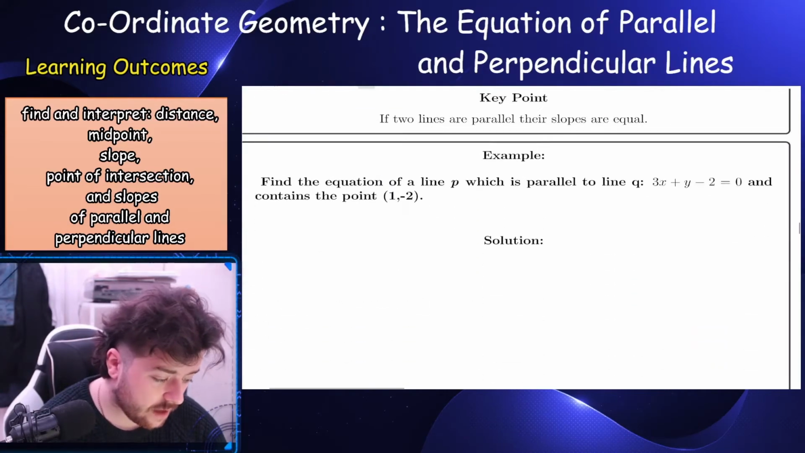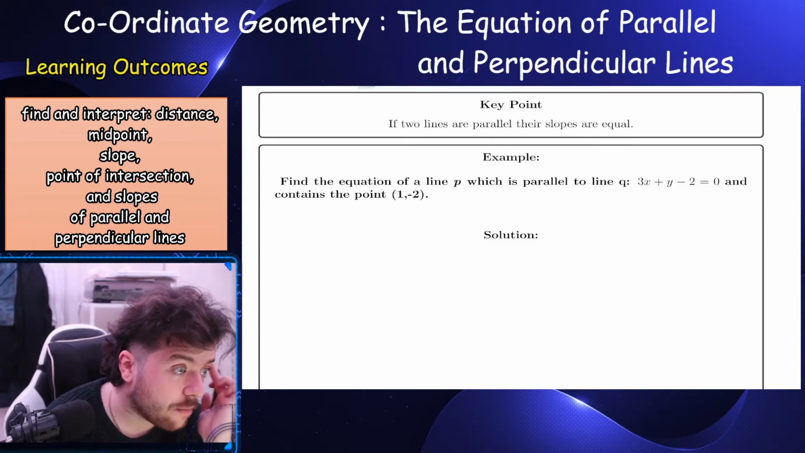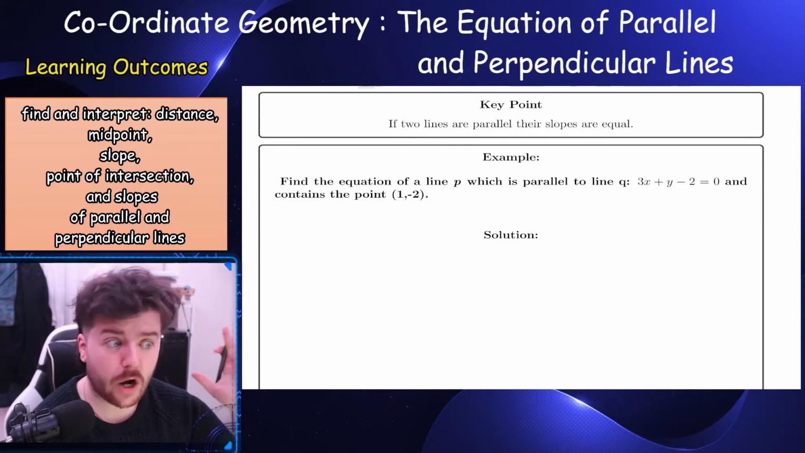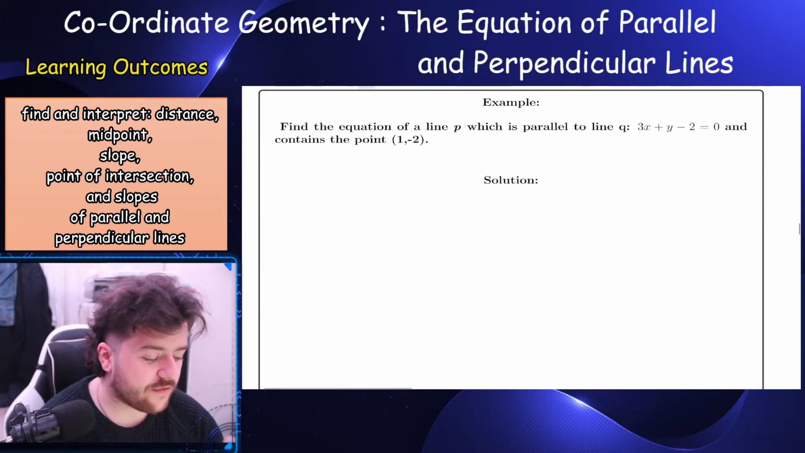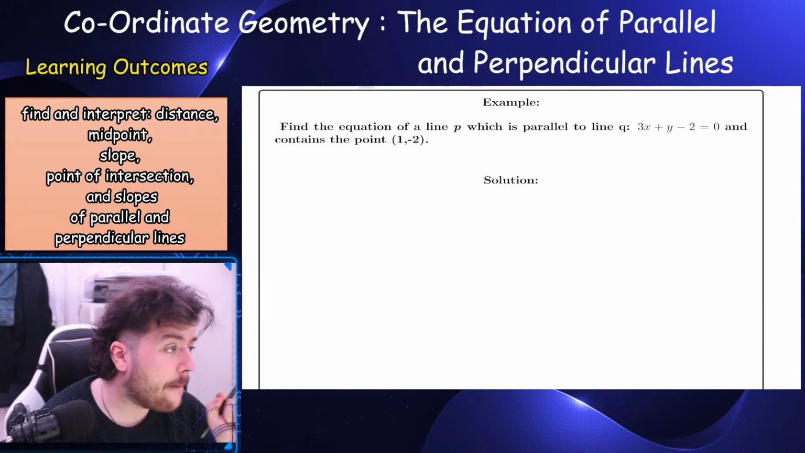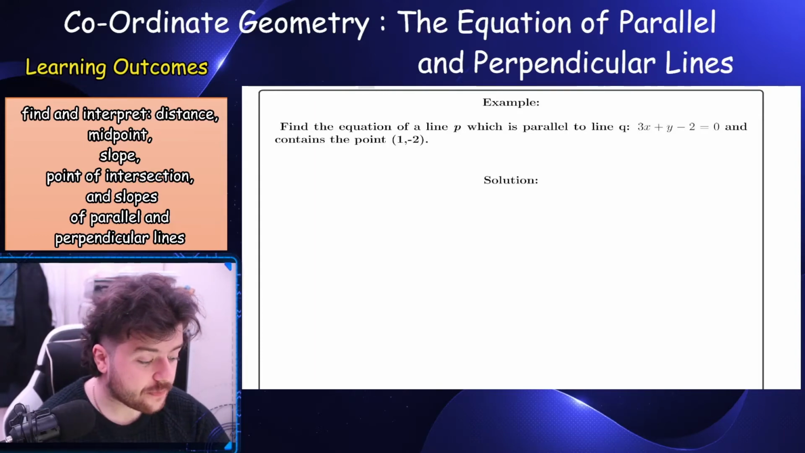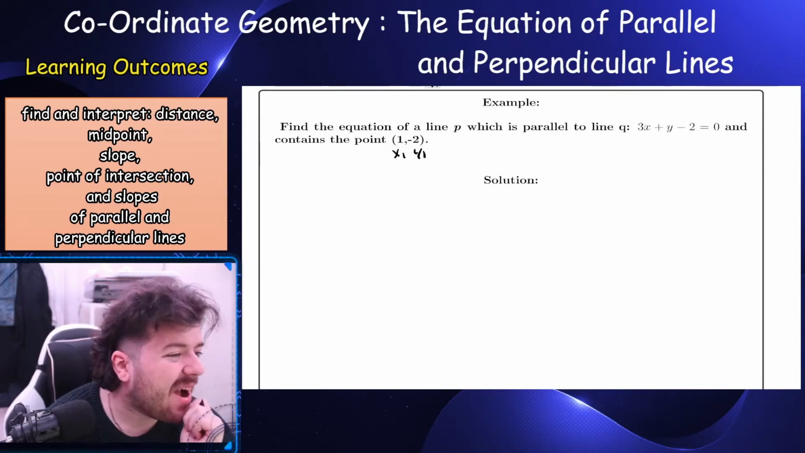Anyway, so key points. If two lines are parallel, the slopes are equal. So remember that. That's so important for parallel lines. If you see, calculate the equation of a line parallel to this, like parallel, slopes are equal. That's what we're doing. So find the equation of line P, which is parallel to the line Q, which is 3x plus y minus 2 equals 0, and contains the point (1, -2). So I have my first piece of information here. I have my coordinate that's on the line, so x1, y1. Now I need to find my slope.